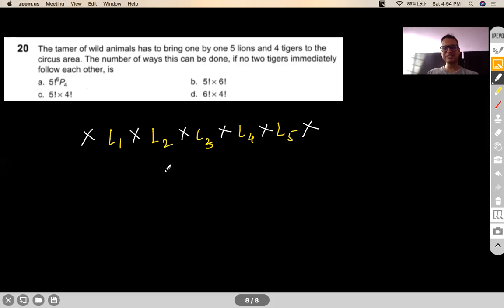So 5 lions, they can change their positions in 5 factorial ways. All the lions can be intra-arranged in 5 factorial ways. Now, you have 4 tigers and they can come in these 6 gaps. So it is like you're choosing and arranging these tigers in 4 gaps out of 6 gaps. So it is like 6P4. That is clearly option number A. Janta was absolutely right. So it's 5 factorial times 6P4. Okay. Easy question. Any doubt? Any concerns?